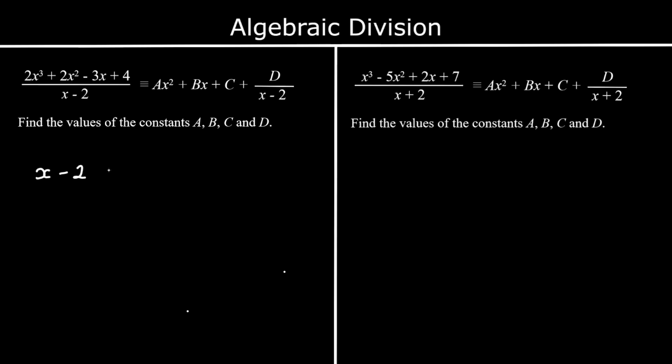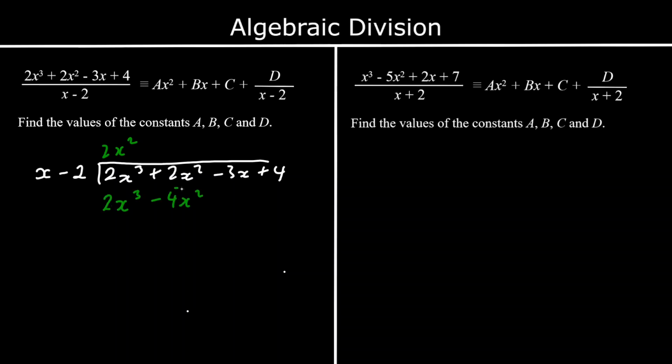So x minus 2 into 2x cubed plus 2x squared minus 3x plus 4. 2x cubed over x, that's 2x squared, times by 2x squared. 2x cubed minus 4x squared. Take away.